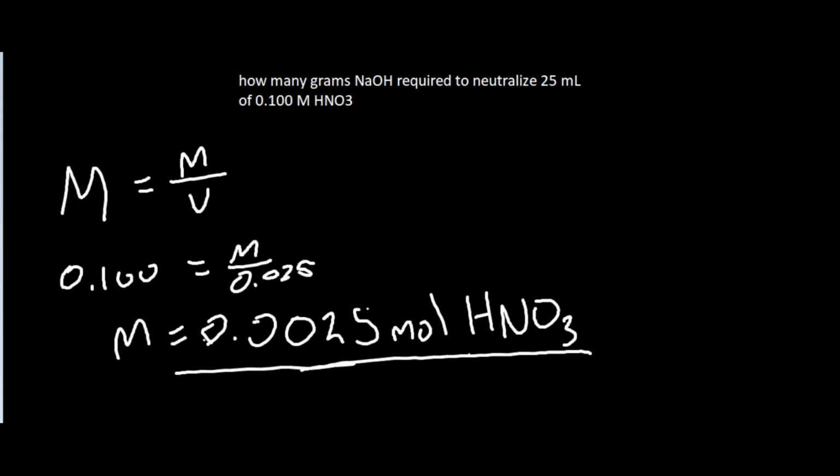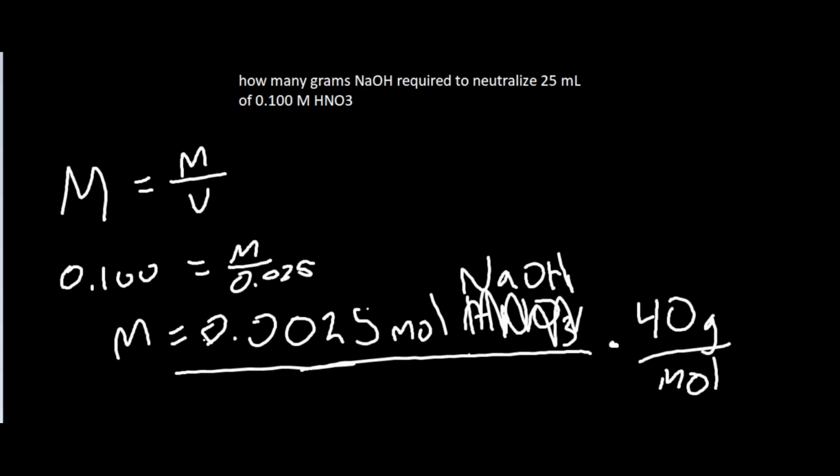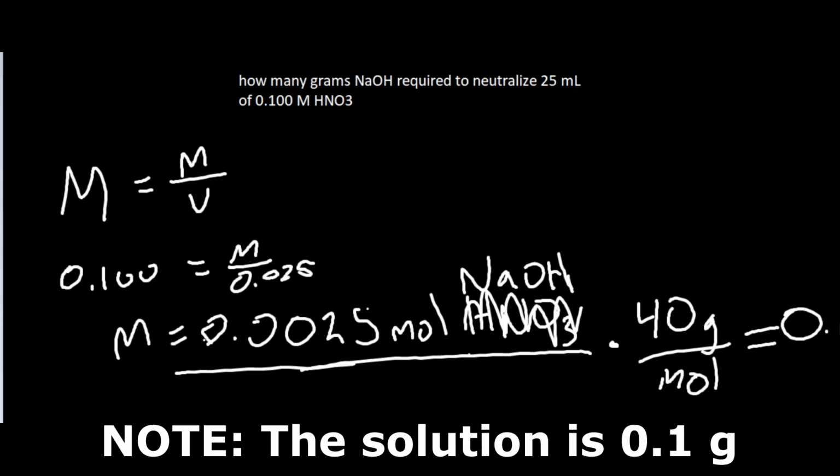So now we need to convert to NaOH, and then we have to convert to grams. Well, we already know that it's a 1 to 1 ratio. Therefore, 1 mole of HNO3 is equal to 1 mole of NaOH in a reaction. So we can just say that this is the same amount of moles. Now, all we need to do is convert to grams. So we're going to multiply by 40 grams per mole, using our stoichiometry that I've gone over before. And that gives you 0.1 grams. And there you go.